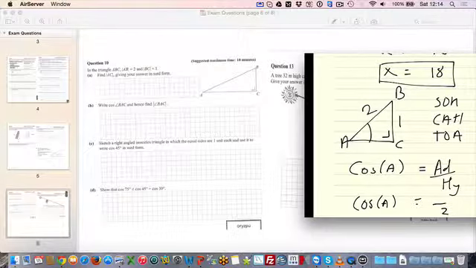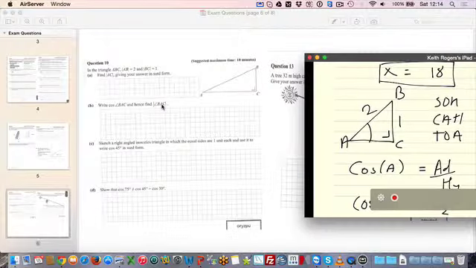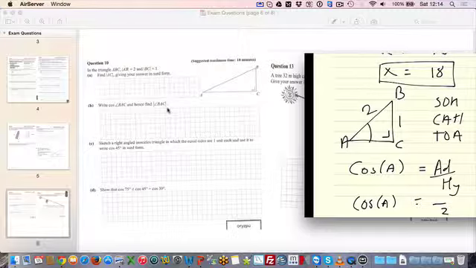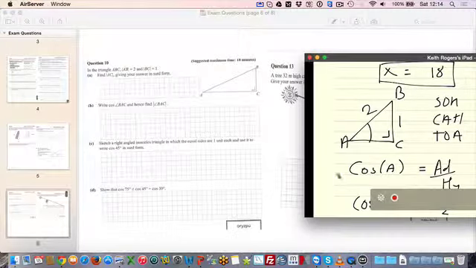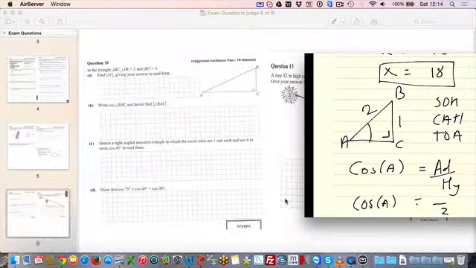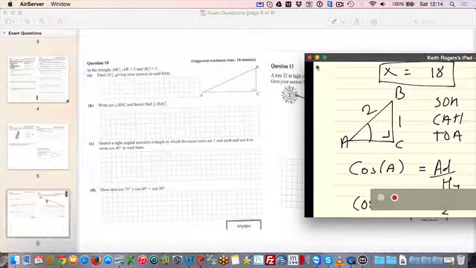Are you with me? Yeah? Dylan, Adele? And then hence find angle BAC. So what are they asking you to do there then? They're actually asking you to work out A. And what we learned today is that if I'm looking for an angle, who do I think of on the calculator? The shift key. So if I'm looking for a side, it's just normal. When I'm looking for an angle, it's the shift key. You okay with that?